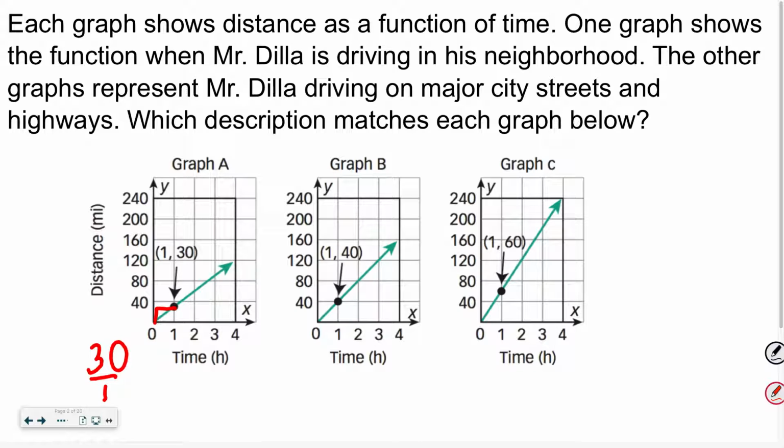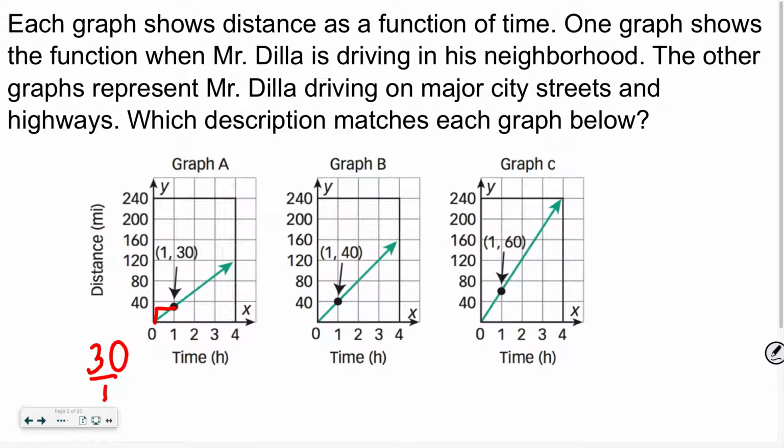Alright. So what does that tell us about that graph? It's time and distance. What does that tell us? What does that 30 mean? So what is a 30? Say it in a sentence. Perfect. Yeah, 30 miles per hour. When we're talking about speed, we usually say it in that way. 30 miles per hour. We went 30 miles in 1 hour.